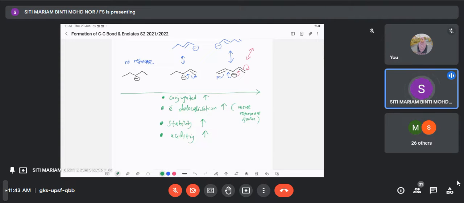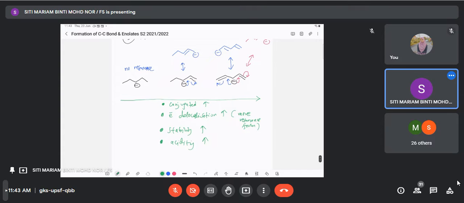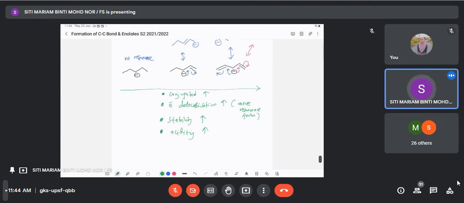So this is the resonance effect. More resonance forms means your structure is more stable. In other words, your carbanion is more stable. And if you relate it to the acidic proton, the acidity also increases. So that is one example. I have another example.